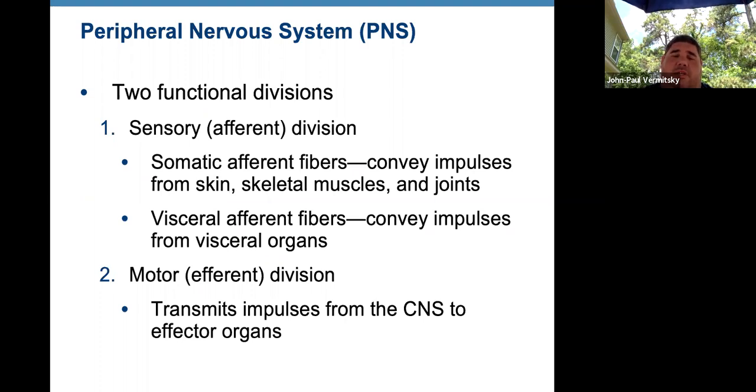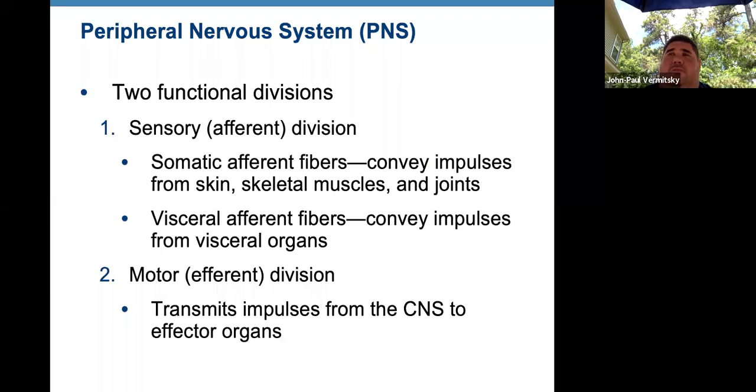The somatic side is going to be conveying impulses from skin, skeletal muscles, and joints. These particular areas of your body are things that you are consciously aware of and sensations that you are consciously aware of. The visceral afferent fibers will convey impulses from your visceral organs, and you may not necessarily be aware of this. This might actually be subconscious. The motor or efferent division will transmit impulses from the central nervous system to the effector organs, and we refer to this as the efferent division, or EFF.